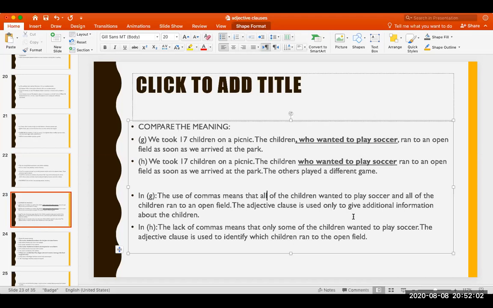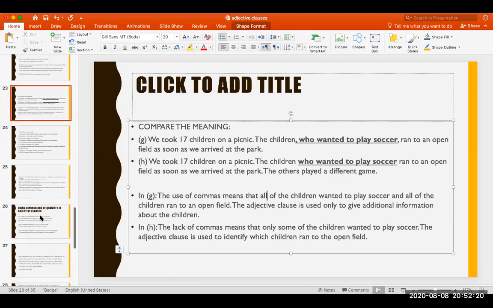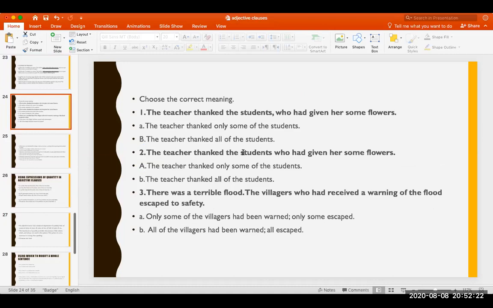The adjective clause is used only to give additional information about the children. However, in H, the lack of commas means that only some of the children wanted to play and only those some ran into the field. So the adjective clause is used to identify which children ran. You don't use commas here. Again, choose the correct meaning.